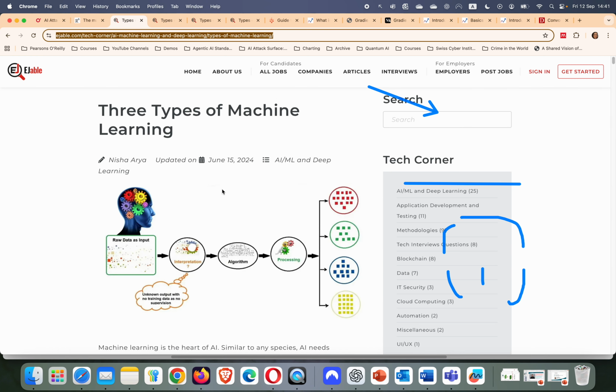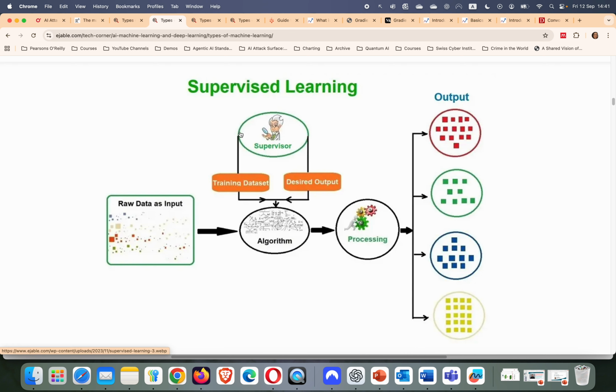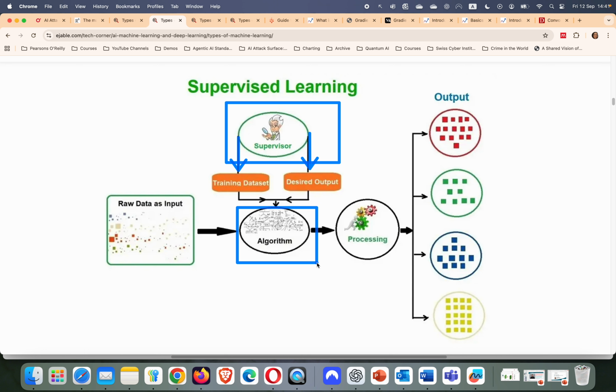Now, looking at the different types of machine learning, for this I'm going to use the article from Ajbo, Nisha, Arya. And this is another example of supervised learning, when you have a supervisor that provides training data but also provides the desired output, and the combination of those two creates the algorithm.